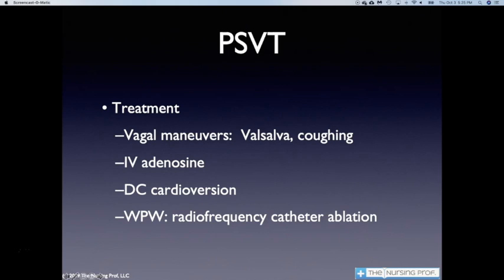In Wolff-Parkinson-White syndrome, we're going to use a radiofrequency catheter ablation.